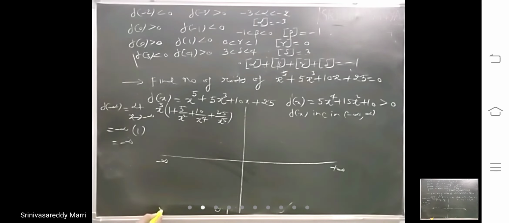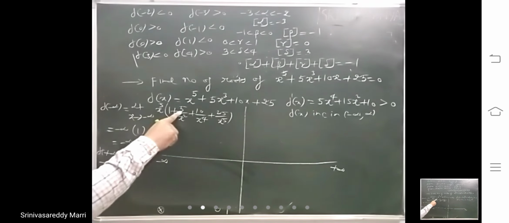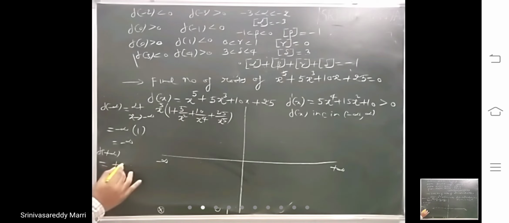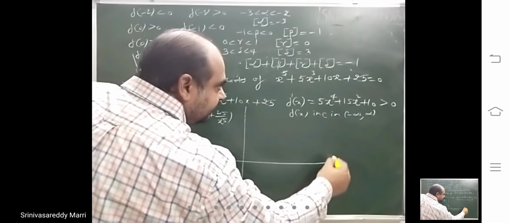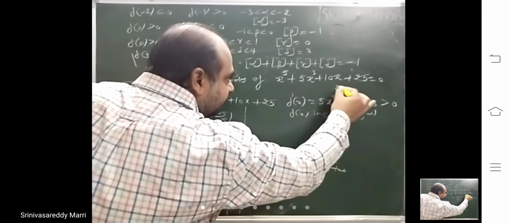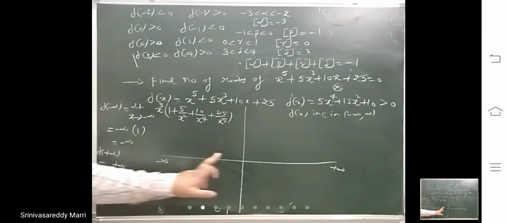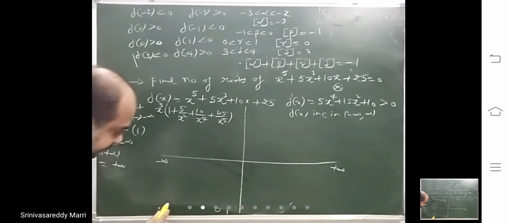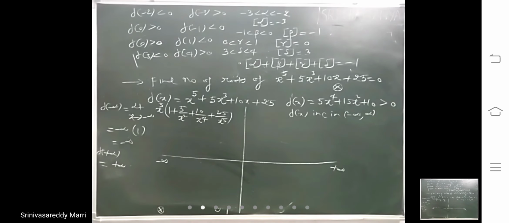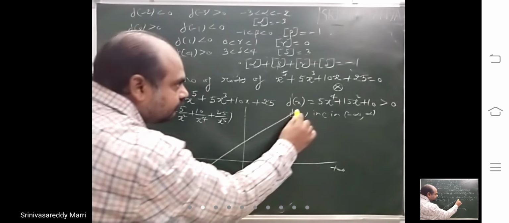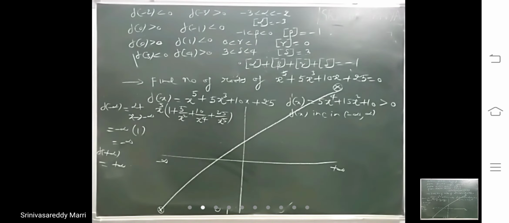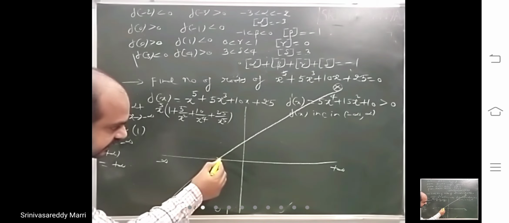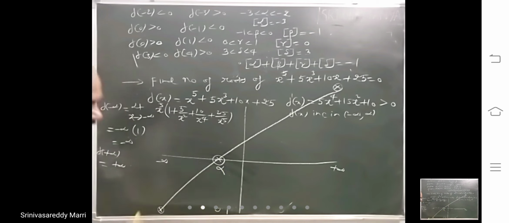So then what is f of plus infinity? If you apply the limit, this will become plus infinity into these are all zeros. So plus infinity. That means at infinity, the graph will be somewhere here above. From minus infinity to infinity, increasing function. That means from this point to this point, bottom to top, connect that. Like this, an increasing function. So how many roots are there? Only one root.